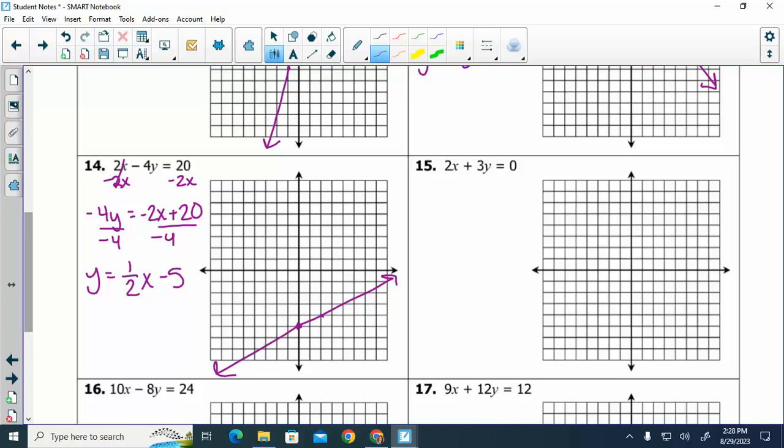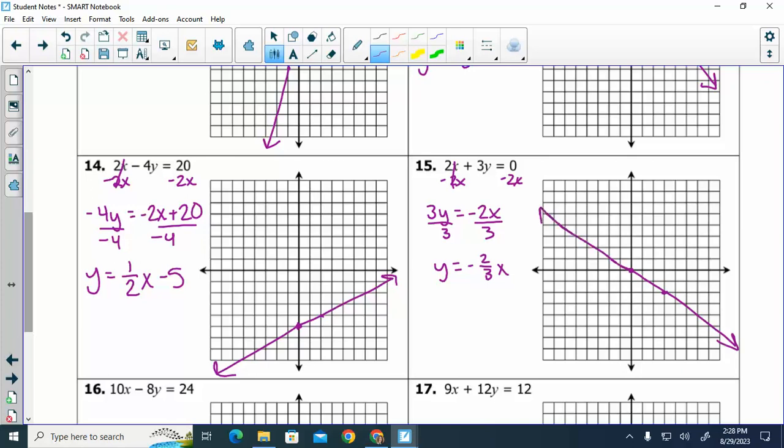Right, but I just didn't simplify it. Oh, you had it. Yeah, in terms of graphing the line, if you go up 2 and over 4, you'll get the same thing. Alright, 15 if we subtract the 2x. Divide by 3. Y equals negative 2/3 x. So what is my y-intercept? 0. And then from there we go down 2 and right 3.